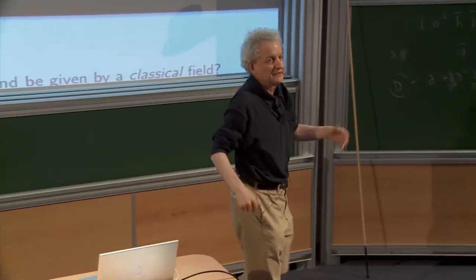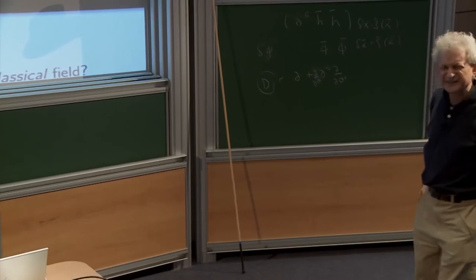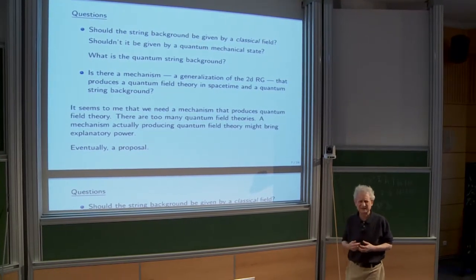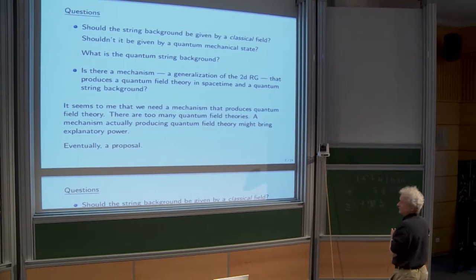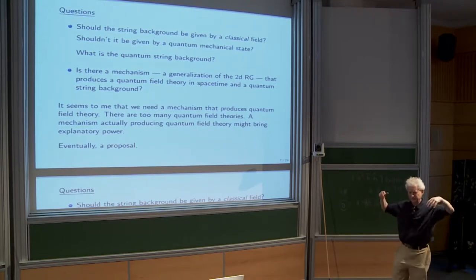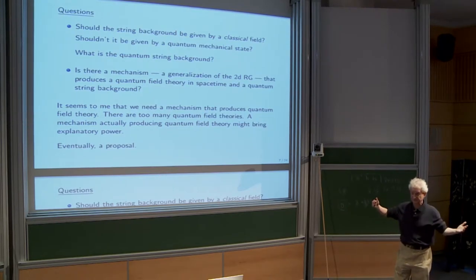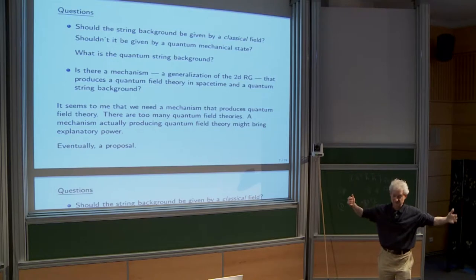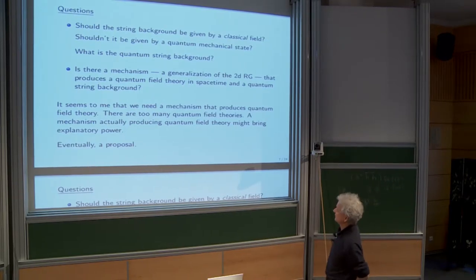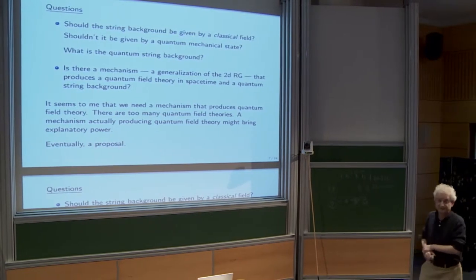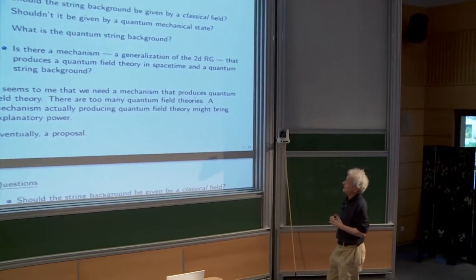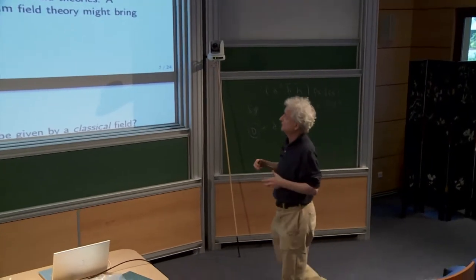Okay, so now we have additional questions. It doesn't seem right that the string background should be given by a classical field. You would think that the string background, the environment in which strings scatter, should be a quantum state of the laboratory where you're doing a string experiment, or a hypothetical string scattering experiment. So the additional question is, what is the quantum string background, and is there a mechanism that produces a quantum field theory in space-time?